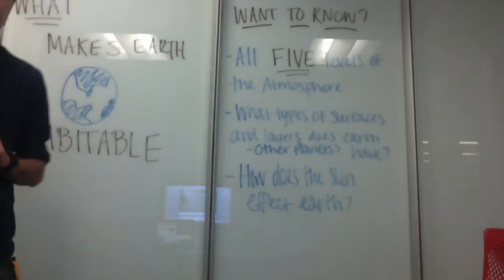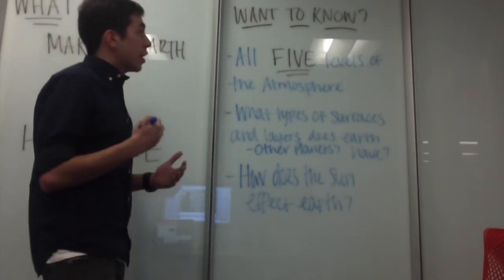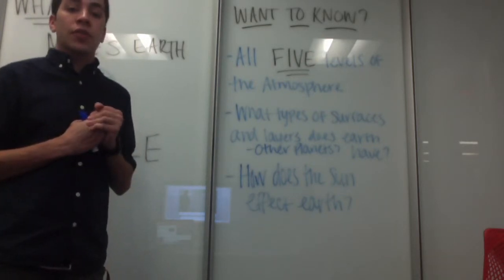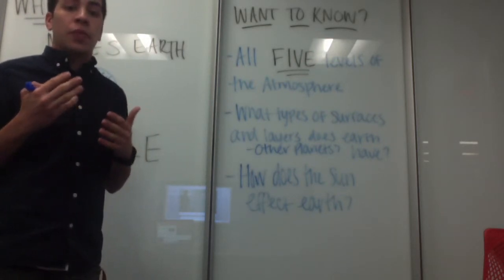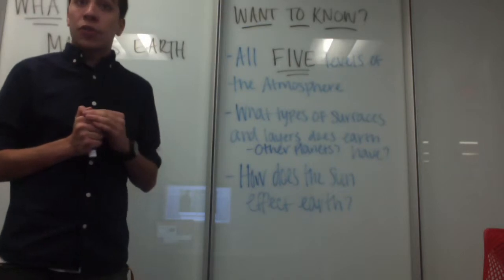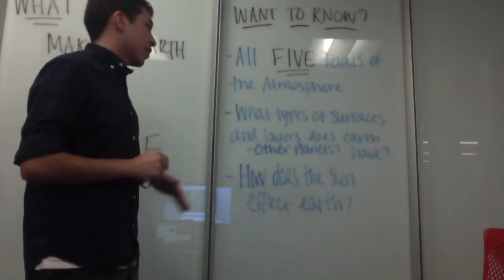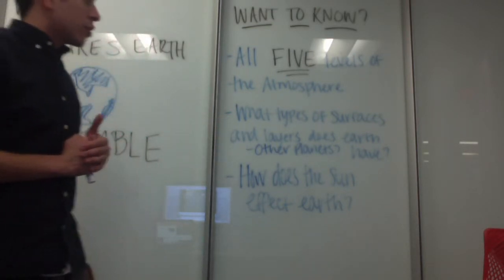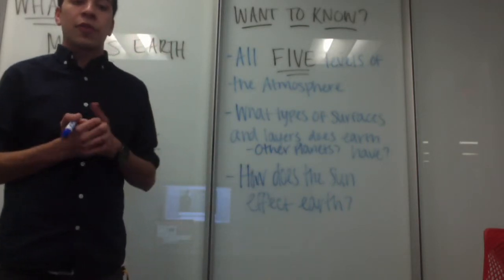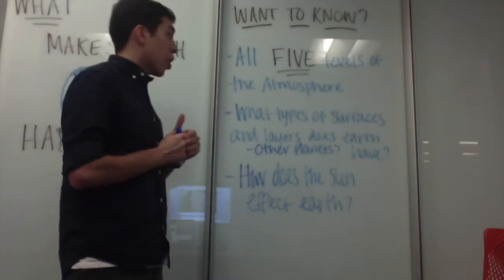Alright, so we're finally going to discuss what we want to know, some important questions and objectives we would like to cover by the end of this lesson. So we want to take a look at all 5 layers of the atmosphere. We'll talk about which layers are important, which layers provide the most support for human life, and which ones are dangerous and provide not so much support for human life. We'll also talk about the types of surfaces and layers of the Earth, and then we'll get briefly into what other planets actually have and what makes the other planets not habitable for humans, what makes them dangerous, and what new planets are out there that have been discovered that can possibly support life.